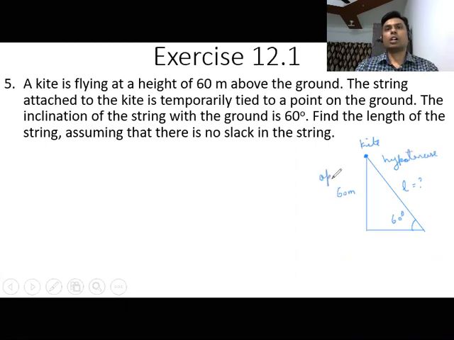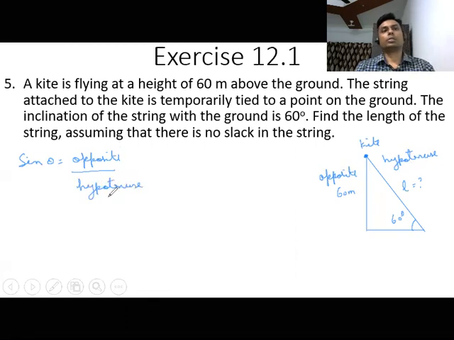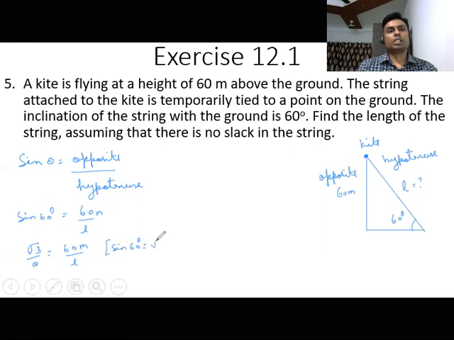What is given to us? Opposite is given. How are opposite and hypotenuse related? The trigonometric ratio is sine theta. Sine theta is opposite by hypotenuse. So sine 60 degrees is 60 meters by the length of the string. Now what is sine 60? It is root 3 by 2. So root 3 by 2 is 60 meters by the length of the string, because sine 60 degrees is root 3 by 2. We need to know that.